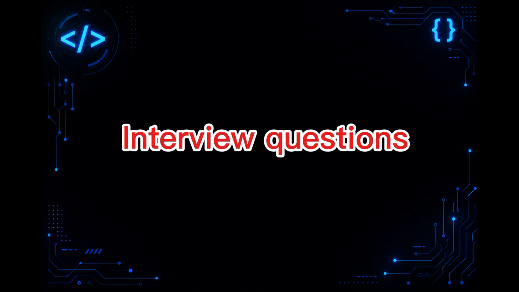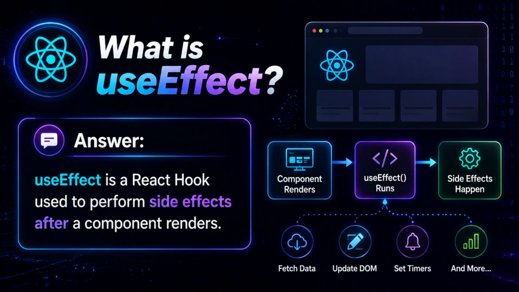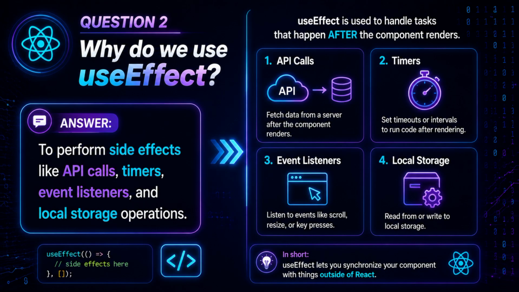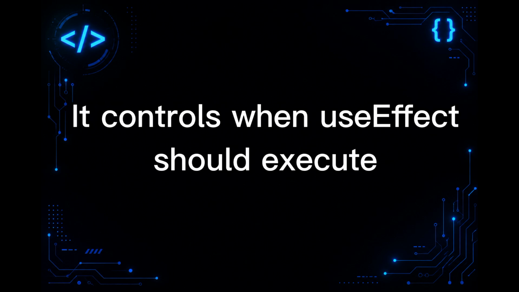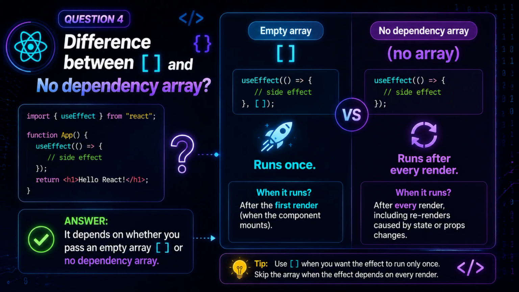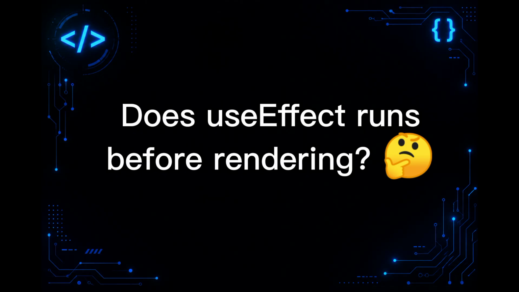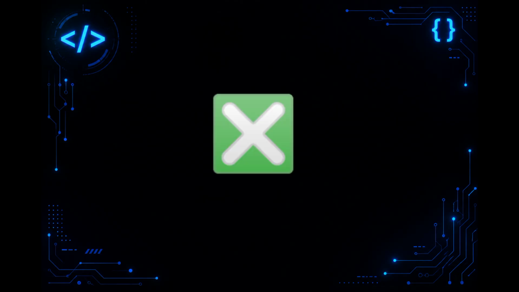Interview questions. What is useEffect? useEffect is a React hook used to perform side effects after a component renders. Why do we use useEffect? To perform side effects like API calls, timers, event listeners, and local storage operations. What is a dependency array? It controls when useEffect should execute. Difference between empty array and no array. Does useEffect run before rendering? No. React renders first, then executes useEffects.